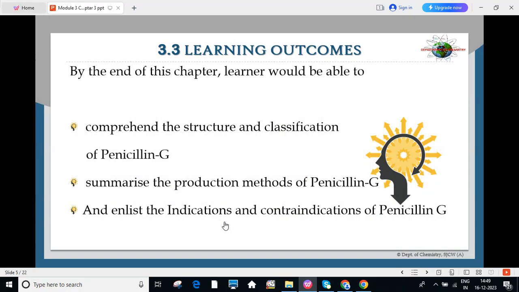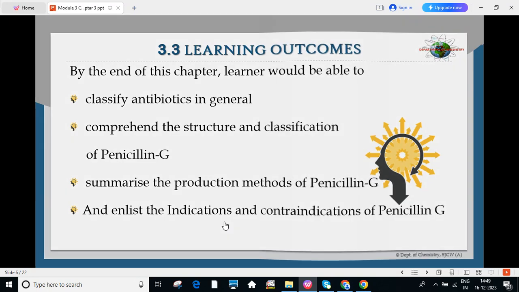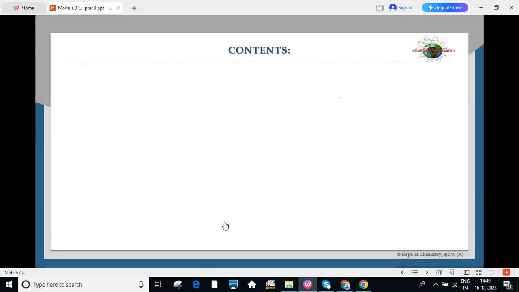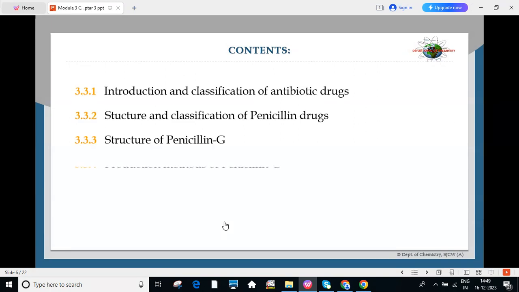By the end of this chapter, the learner would be able to comprehend the structure and classification of penicillin G, summarize the production methods of penicillin G, and enlist the indications and contraindications of penicillin G. Classify antibiotics in general. So these are the contents of this chapter.